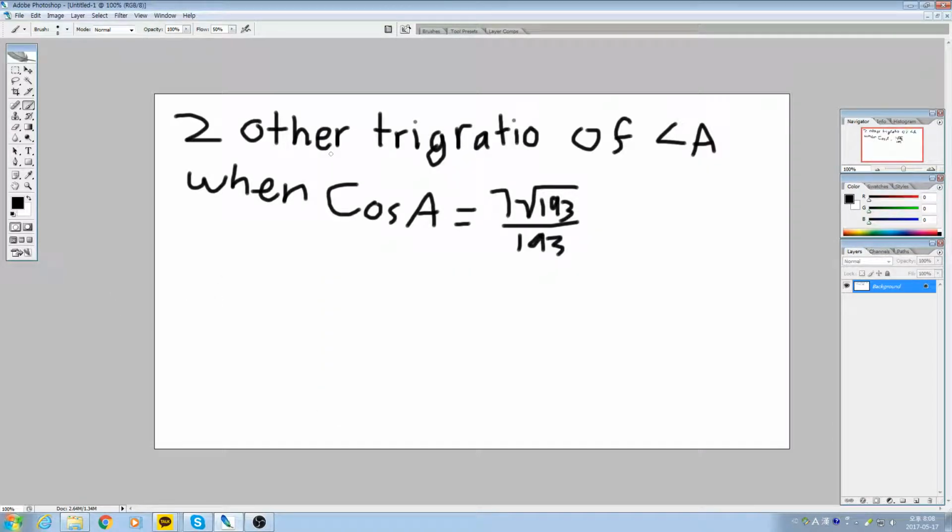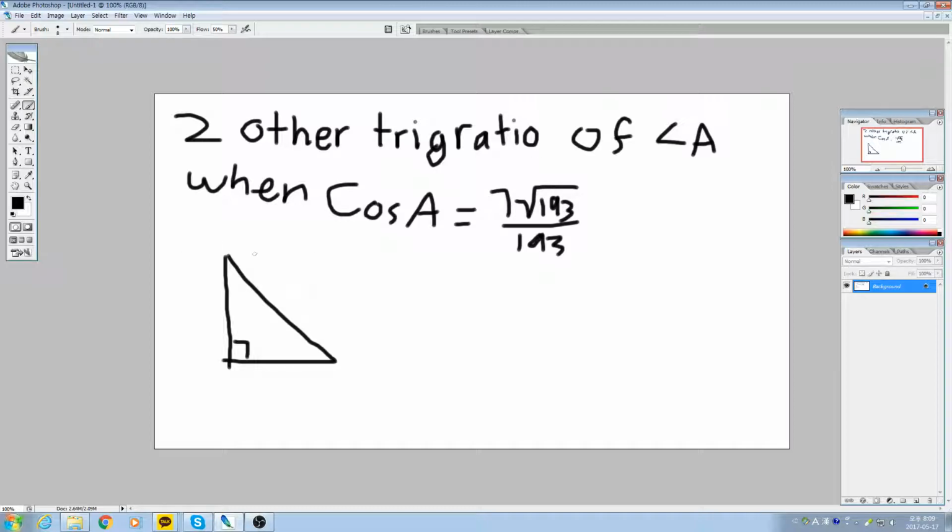I'm going to teach you how to find the two other trigonometric ratios of angle A when cosine A equals 7 times the square root of 193 over 193. So let's get started. The first thing is to visualize the whole thing, and we'll find this.